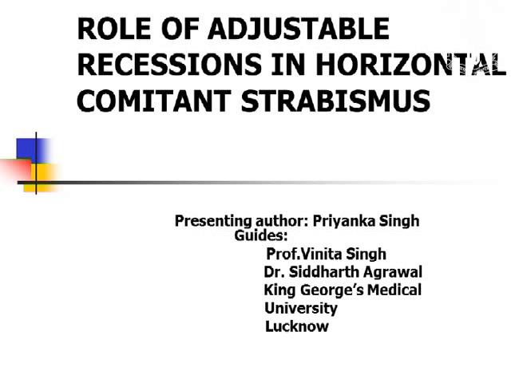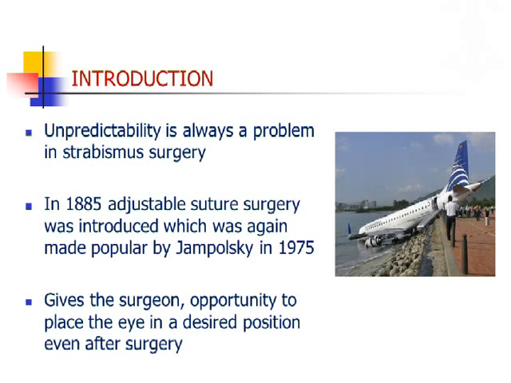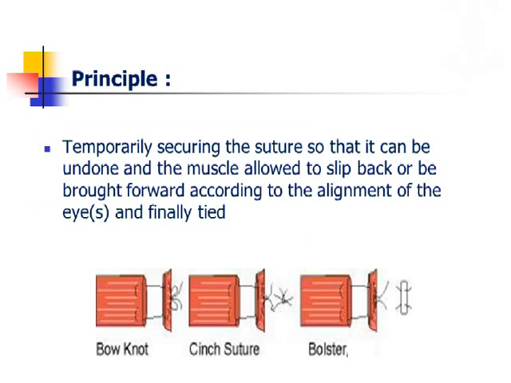Horizontal comitant strabismus. As we all know, unpredictability is always a problem in strabismus surgery. And to reduce that, in 1885, adjustable suture surgery was introduced, which was again made popular by Jampolsky. It gives the surgeon the opportunity to place the eye in the desired position even after the surgery.